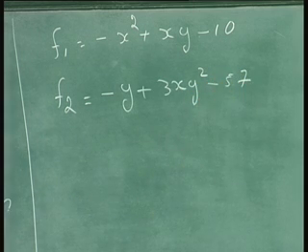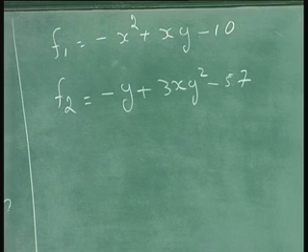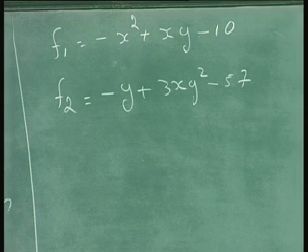So, there are two functions of this form. F1 equals x squared plus xy minus 10, and the other one which we are going to look at is x plus 3xy squared minus 57. Okay, so these are the function values. That's the function which you are going to solve.